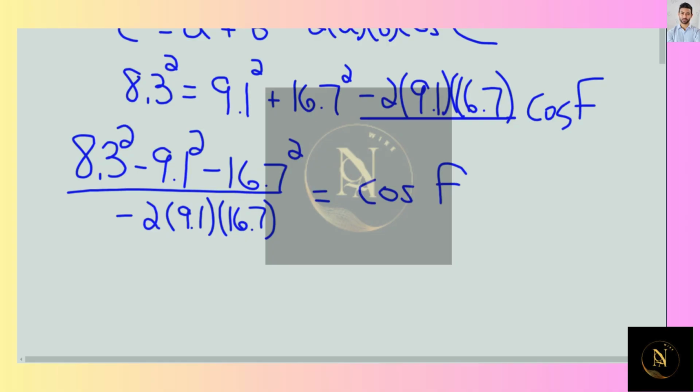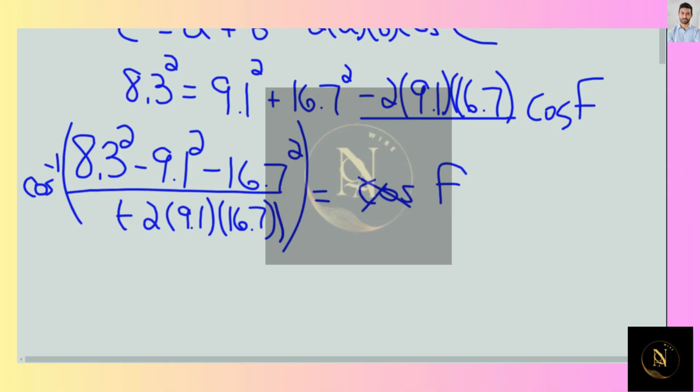Now, to find angle F, we have to undo the cosine. That's called the inverse cosine of both sides. It gets rid of it on the right. We have to take the inverse cosine of all that on the left. If you're doing this with a handheld, I would recommend doing this in stages. Do the numerator, hit enter, divide by, with parentheses, the denominator. And once you have that, then inverse cosine that answer.